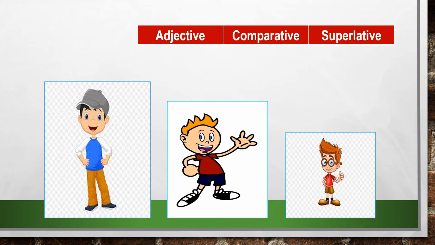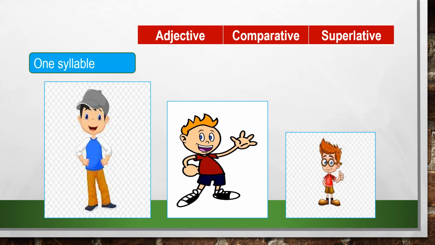There are several rules that we need to follow when forming comparative and superlative adjectives. These depend on the letter in the word or the number of syllables. Ada beberapa peraturan yang kita perlu ikut untuk membentuk comparative dan superlative adjective. Ianya bergantung kepada huruf dan juga bilangan suku kata.